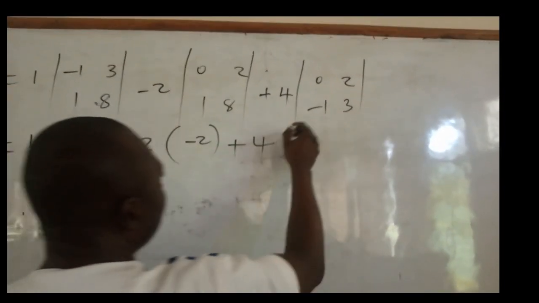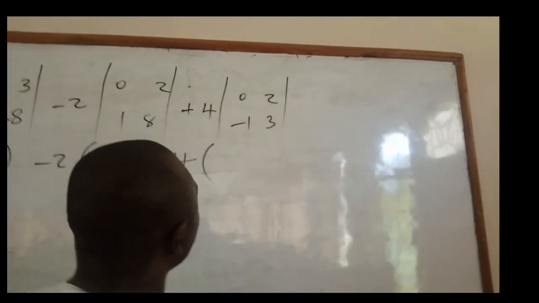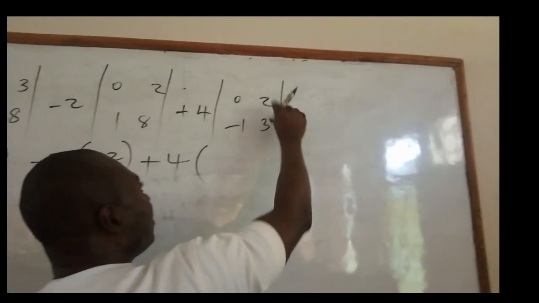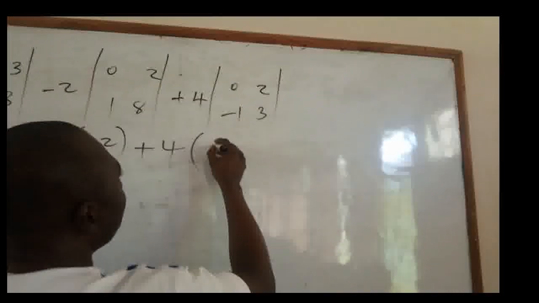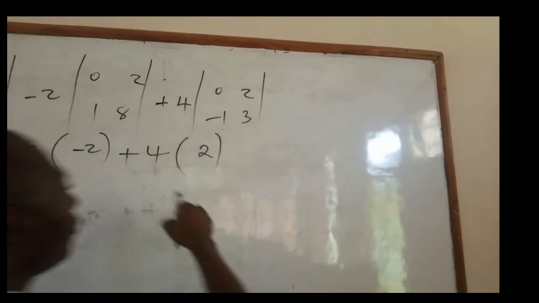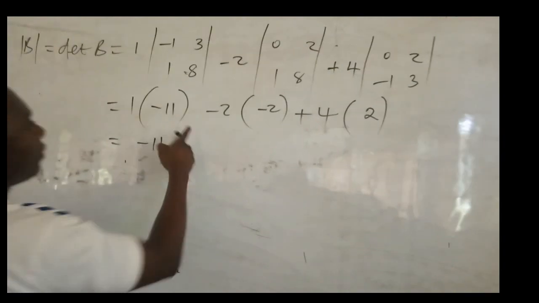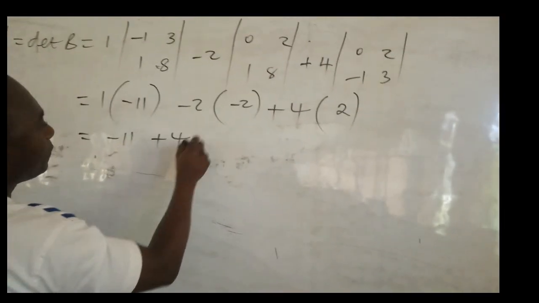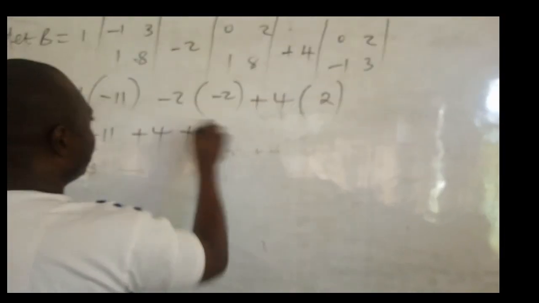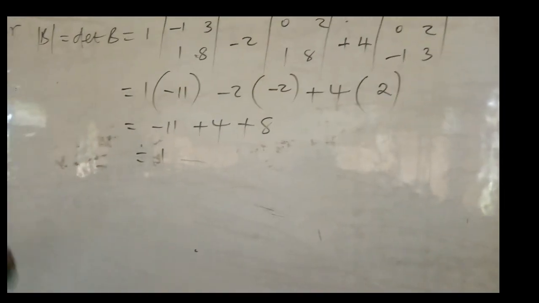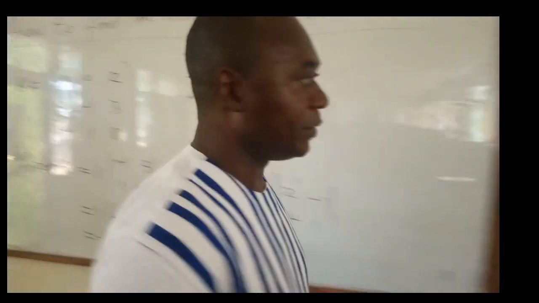Plus 4. 0 times 3 is 0, minus negative 1 times 2 is negative 2, so this one will be positive 2. That is 0 minus negative 2. So we have negative 11, negative times negative is positive, plus 4 times this, which is 8. So we have negative 11 plus 12. That is 1. So this clearly indicates that if you choose any row or column, we are going to get the same determinant.